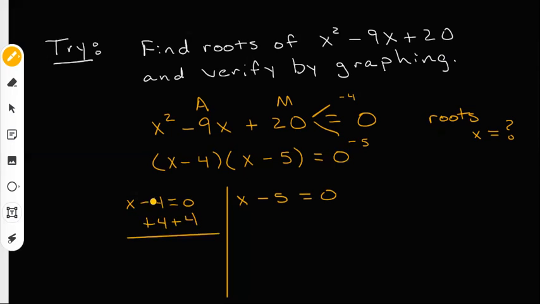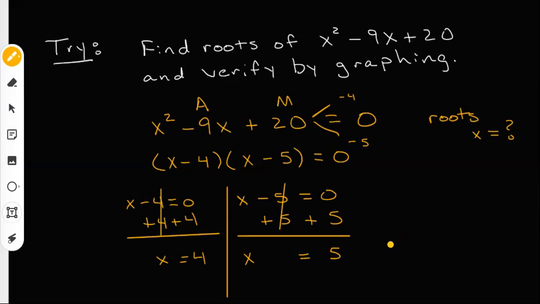On the left side, I can get rid of this -4 by adding 4 to both sides. That'll get rid of the -4 on this side, and then on the next side, 0 plus 4 is going to give me 4. Over here, I do the same thing. The only difference is I add 5 instead of 4. That'll get rid of the -5 on the left side, and I get 0 plus 5 equals 5.